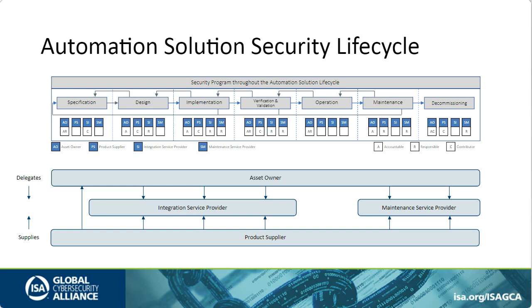The picture at the bottom shows the relationships between the roles during the security lifecycle. The asset owners are accountable and responsible throughout the security lifecycle. The asset owner can delegate selected responsibilities to service providers, such as the integration service provider during the integration phase and the maintenance service provider during the maintenance and decommissioning phases. And finally, the product supplier provides products, information, and security updates throughout the security lifecycle.